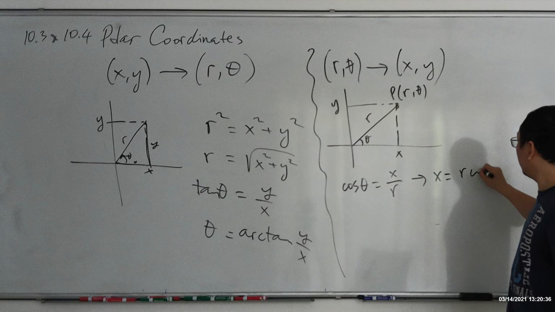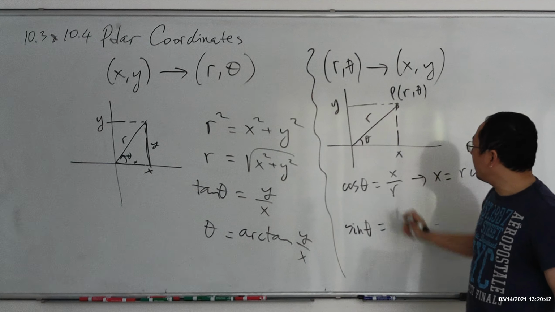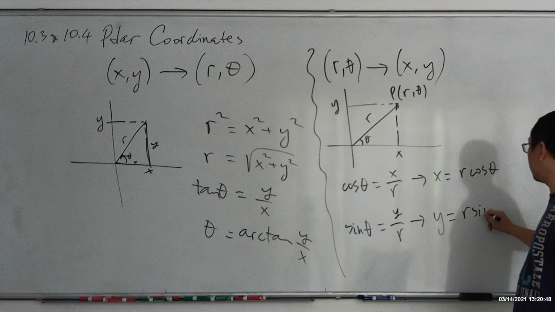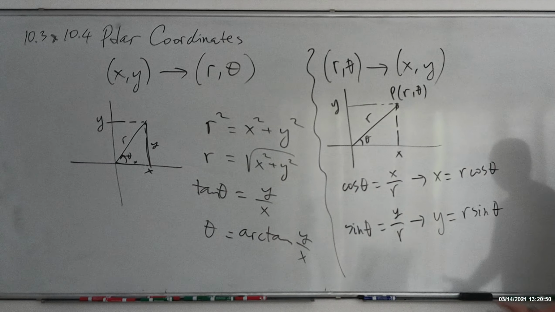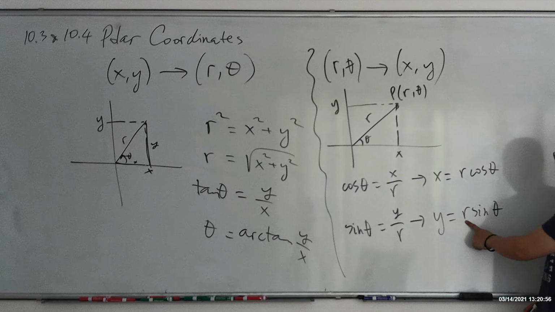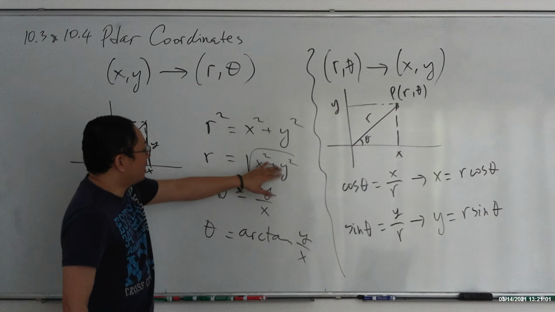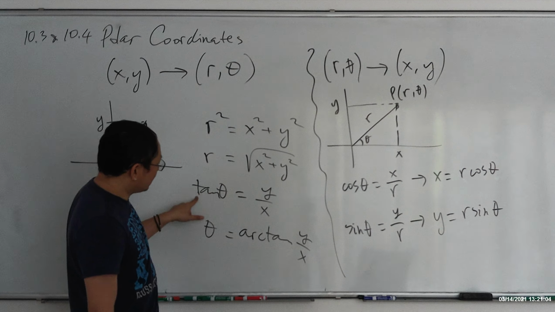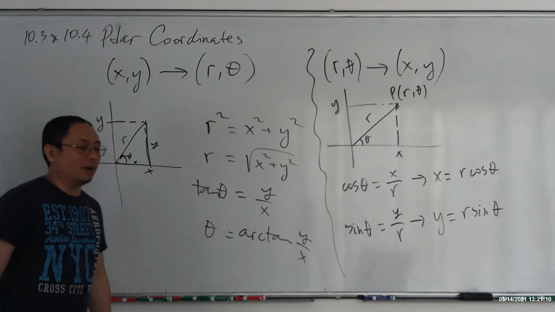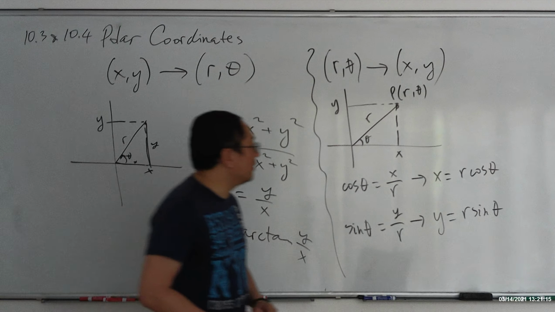x is r cosine theta. Similarly, sine theta is opposite over hypotenuse, so y over r. So y is r sine theta. And that is how you convert back and forth. You know r, you know theta, you can calculate x as r cosine theta, and r sine theta will give you y. If you know x and y, then x squared plus y squared gives you r squared. You can calculate the angle theta by calculating tangent of theta, which is y over x, and then take the inverse, arctangent of y over x, and you get the angle. And that is really the main thing for 10.3.